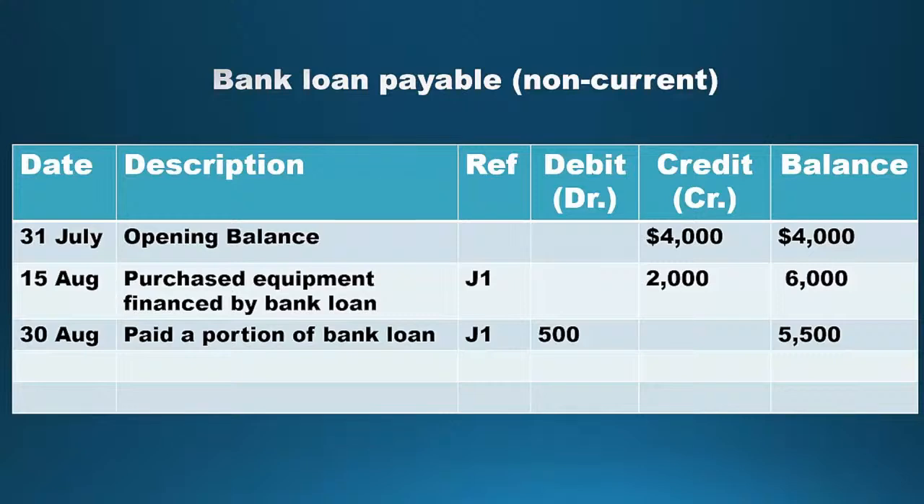3. Reference. Include the journal reference. J1. 4. Amount. Enter $500 in the debit column. We debit bank loan payable because the loan liability is decreasing, and decreases to liabilities are recorded on the debit side.